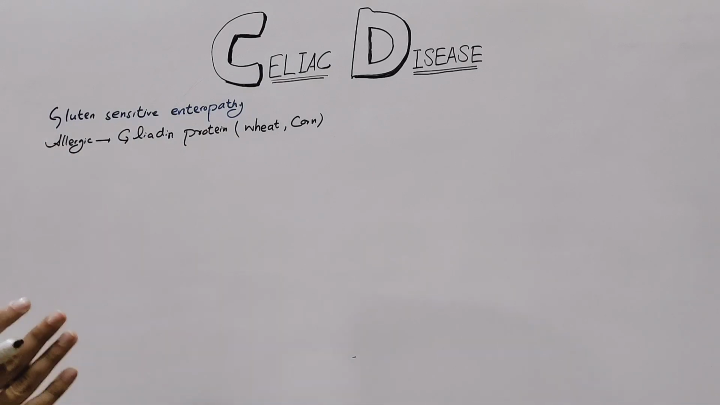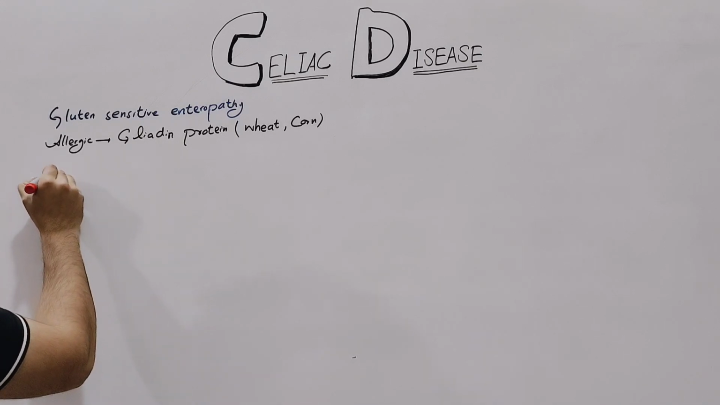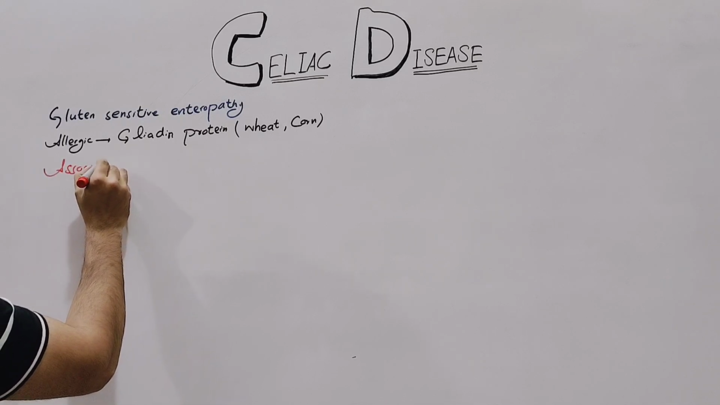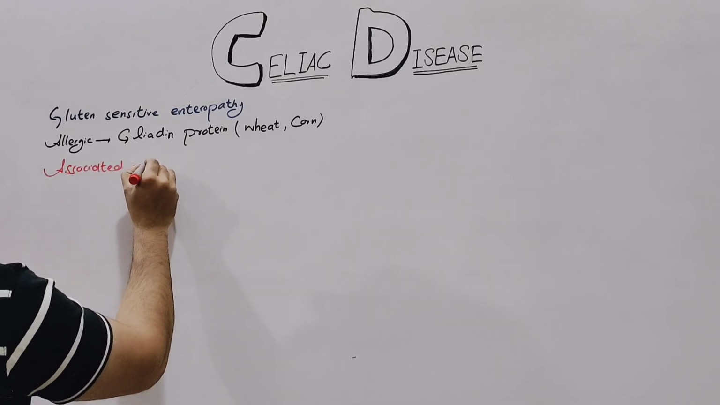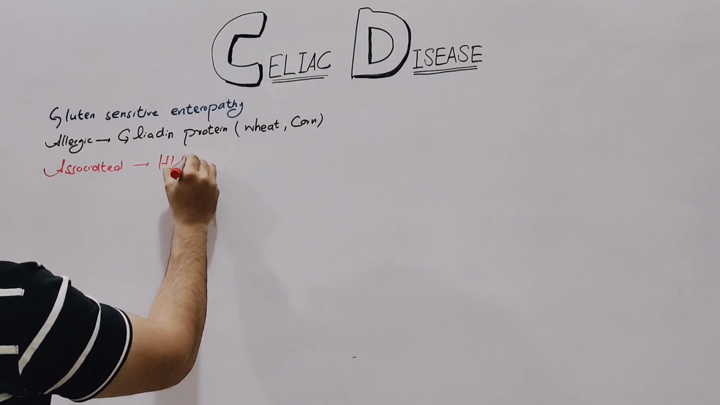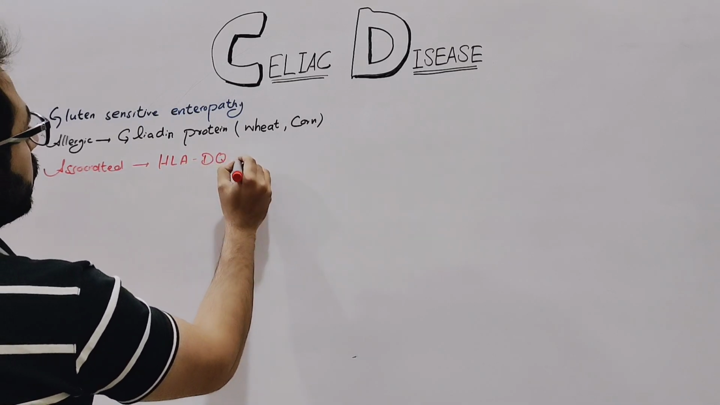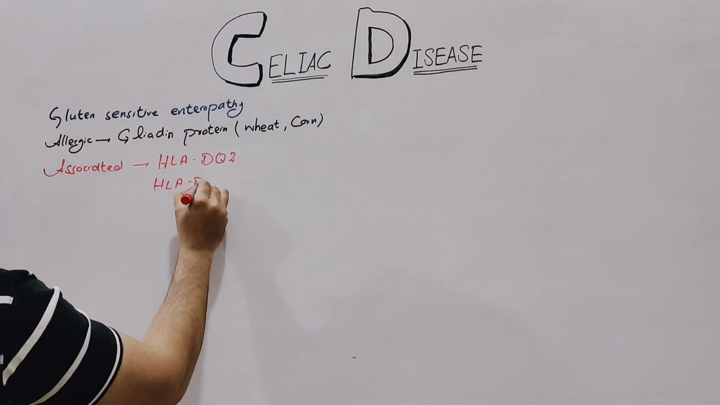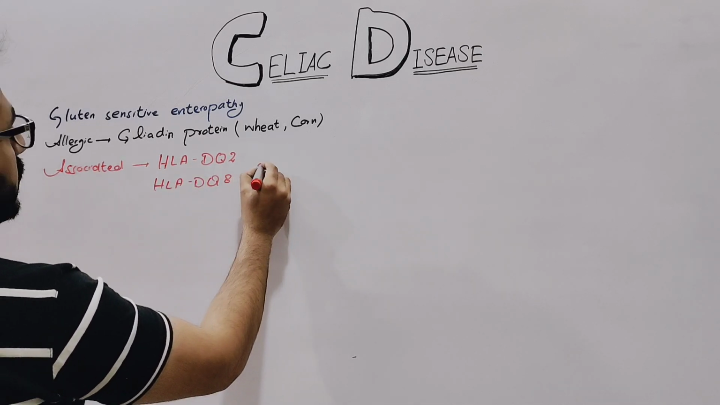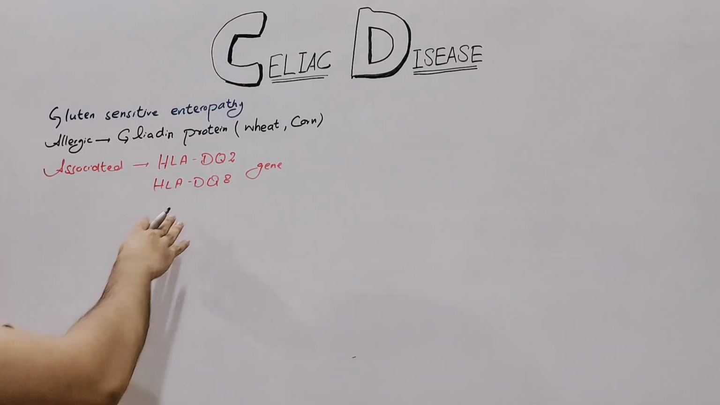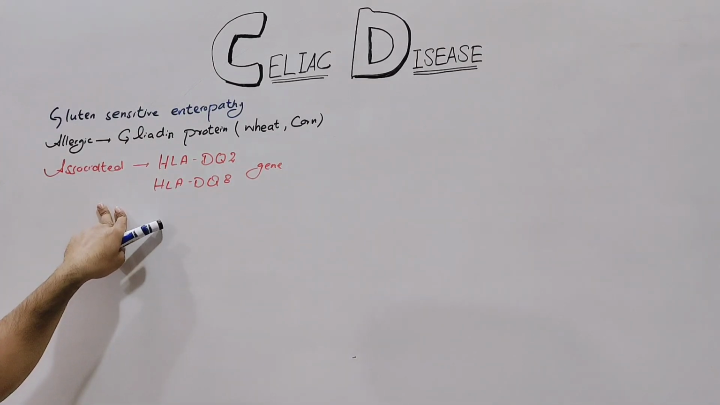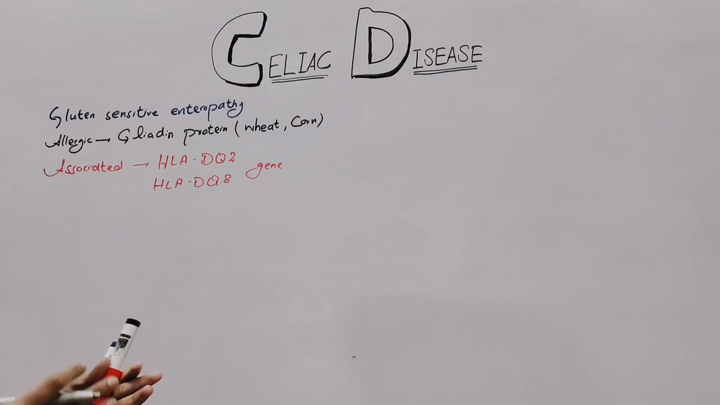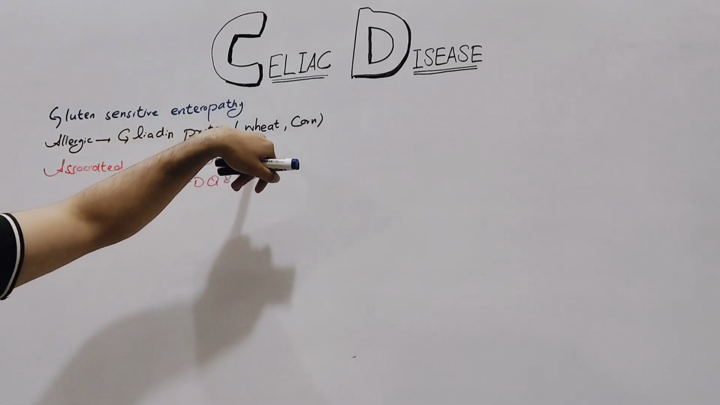Secondly, these are patients who have genes associated with this disease: HLA-DQ2 and HLA-DQ8 genes. If the patient has these genes present or activated, they will be allergic against the gliadin proteins, or we can say gluten, wheat or corn.